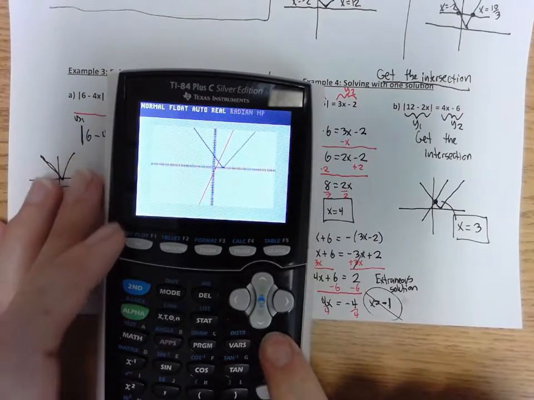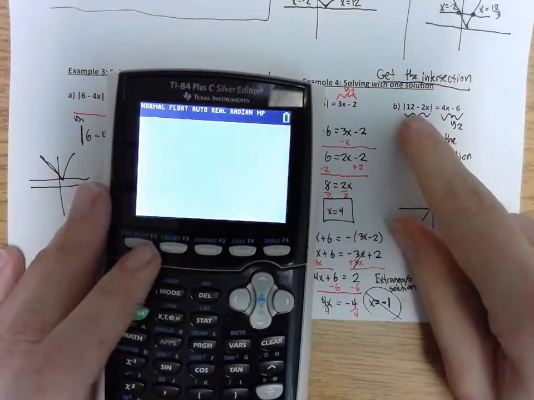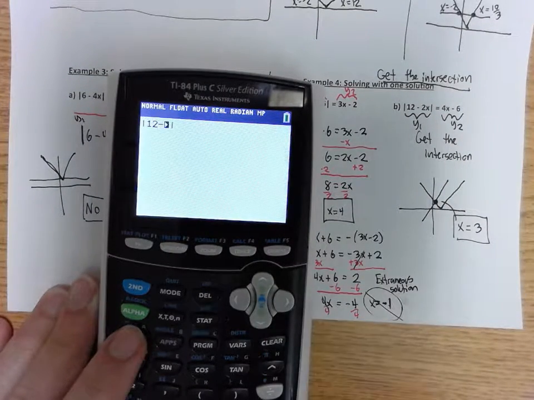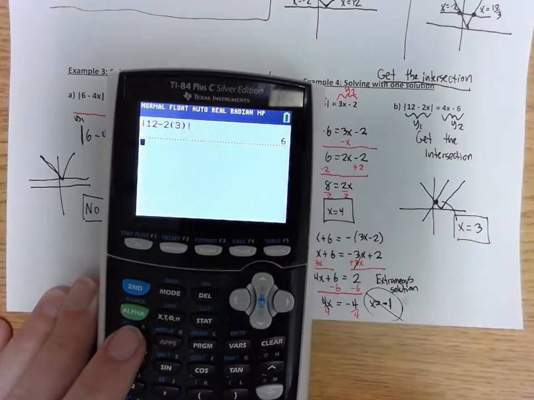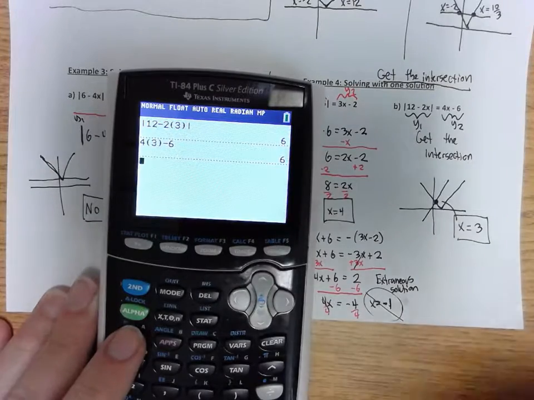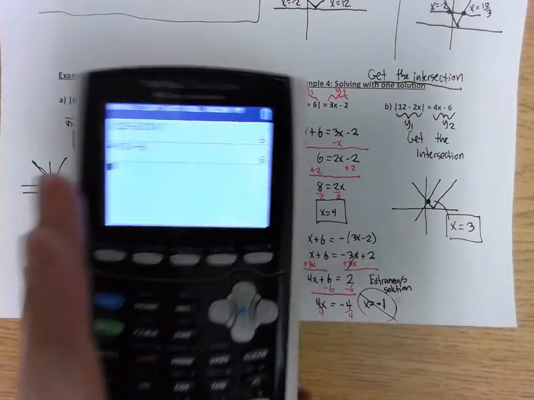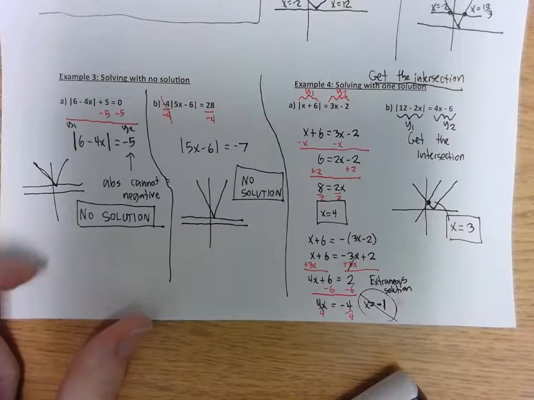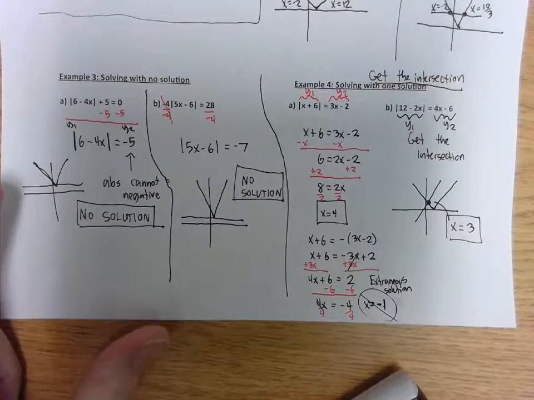And if you want to verify that it's right, go back to your original equation and do math over to ABS, 12 minus 2 times 3. Okay, we get 6, so then go over here and put 4 times 3 minus 6. You get 6 on that side too. So that concludes our absolute value equations with no solutions and one solution. Next, on the back side, on the next page, we're going to do absolute value inequalities.